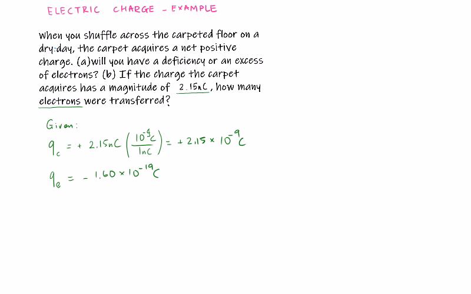So the net charge on you will be Q equals negative Q_C, which is negative 2.15 nanocoulomb. Actually, let's write it with scientific notation, times 10 to the negative 9 coulombs. I'm writing it on the side because I will need this to solve the problem.